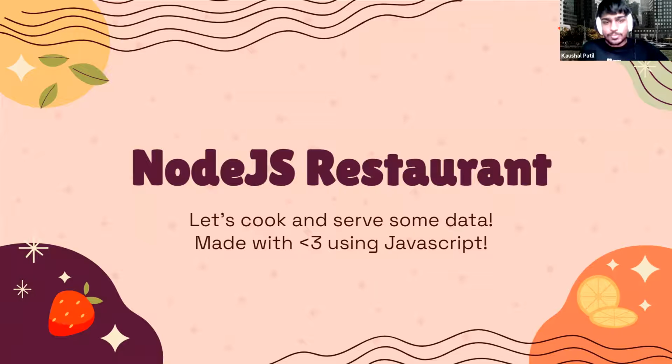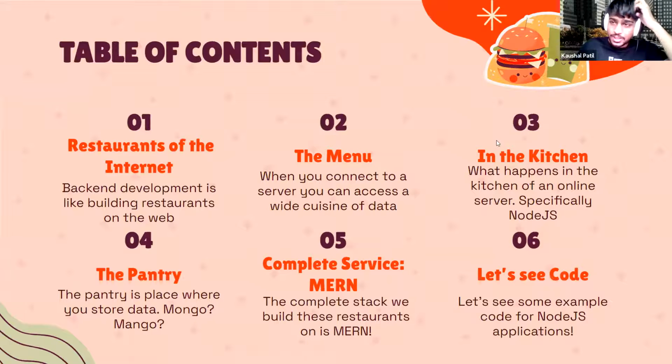So I'll start with today's table of contents, and we'll start with what restaurants of the internet are. Backend development, as I said, is like building restaurants on the web. Then we'll see the menu. When we use Node.js for creating web applications, we create something called an API, and this API is basically the menu of your restaurant.